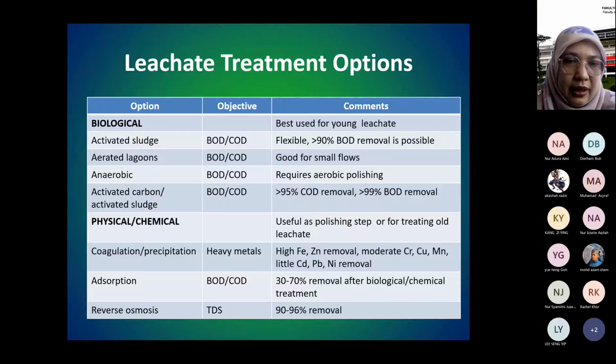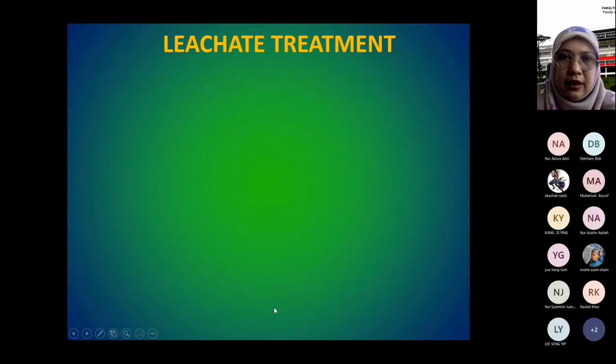For physical chemical treatment, we can use coagulation for removing heavy metals, adsorption for removing BOD and COD, and also reverse osmosis, removing TDS, total dissolved solids, up to 96% removal.